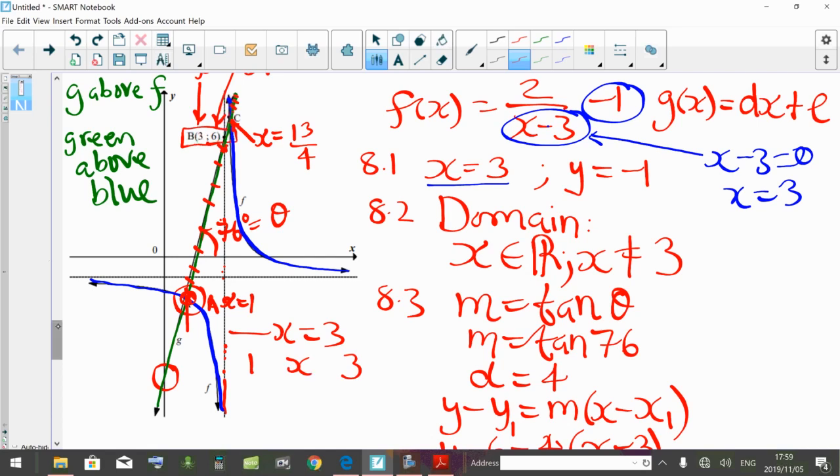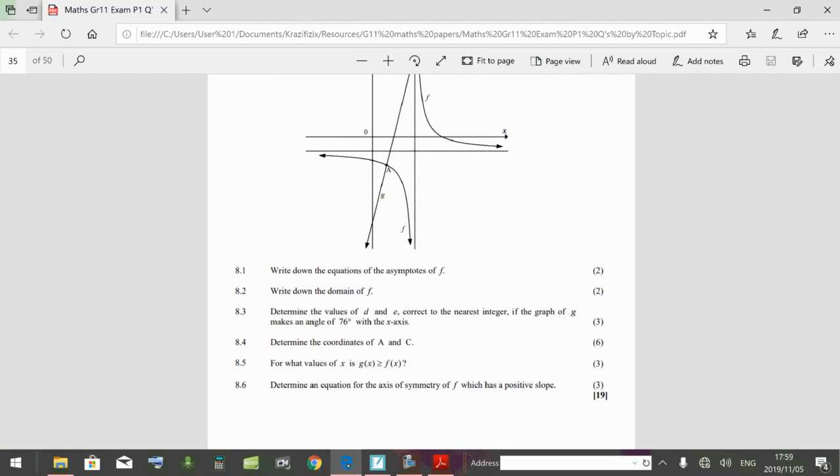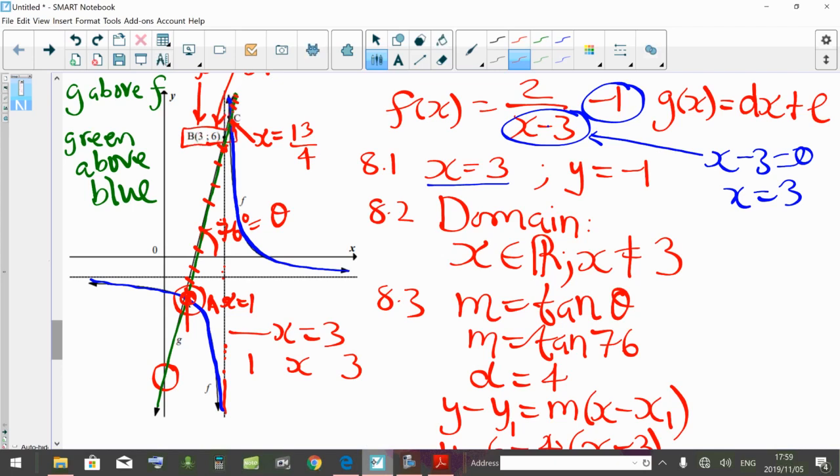Let's go back and check the question. If you look at the question, they use greater than or equal to, which is not a strict inequality. So here we can say greater than or equal to 1. It would be nice to write less than or equal to 3. However, we cannot do that because the blue graph is undefined there. So we will put a strict inequality, leaving our answer as this.